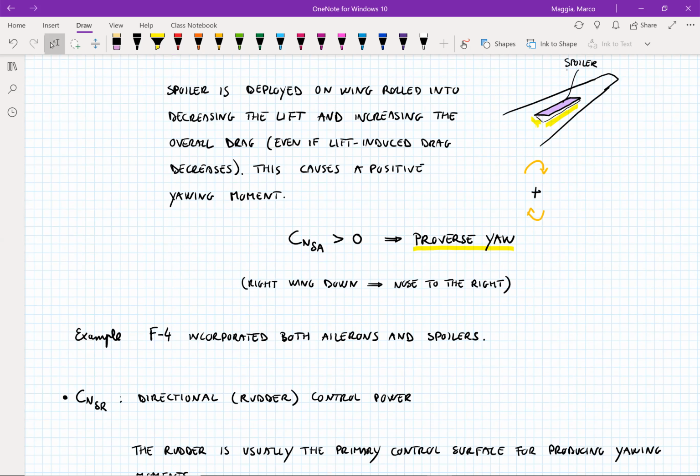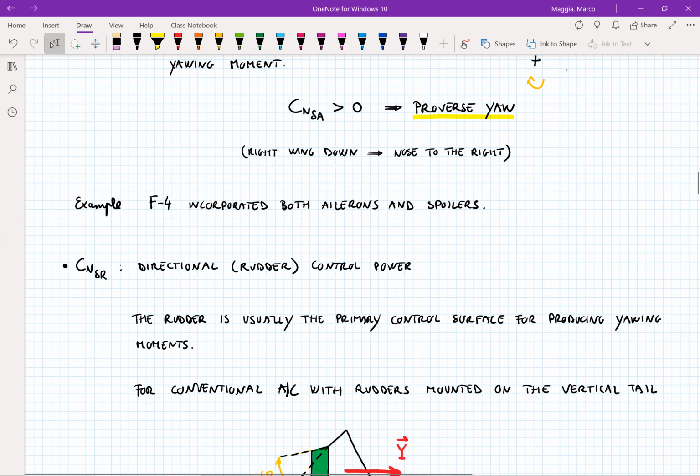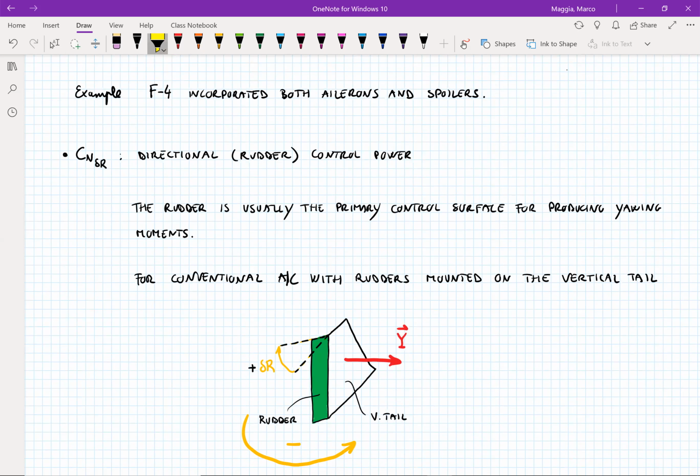As an example, the F4 incorporated both ailerons and spoilers to balance this side effect of adverse yaw. Now, finally, we have the last derivative, which is the change in yawing moment due to a rudder deflection. And this is the directional control power, or the rudder control power. In fact, the rudder is usually the primary control surface for producing yawing moments.